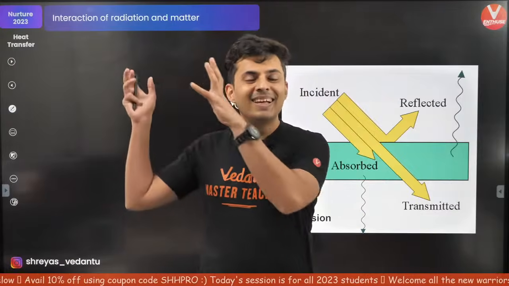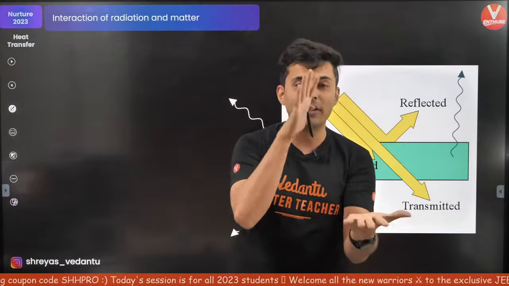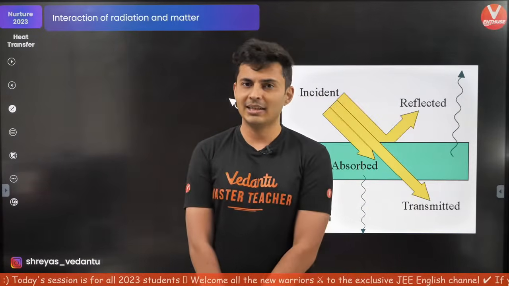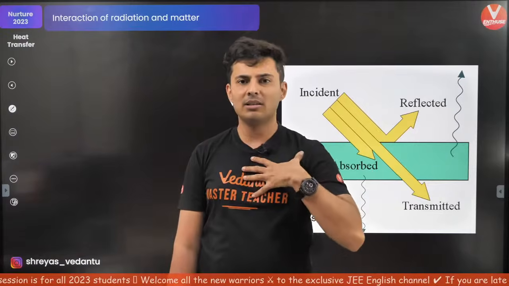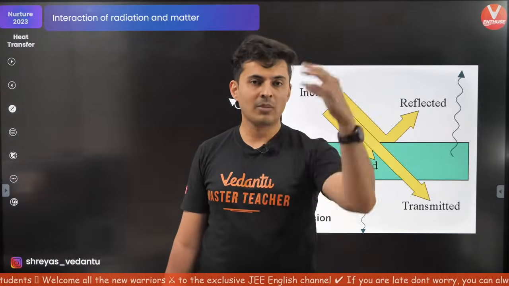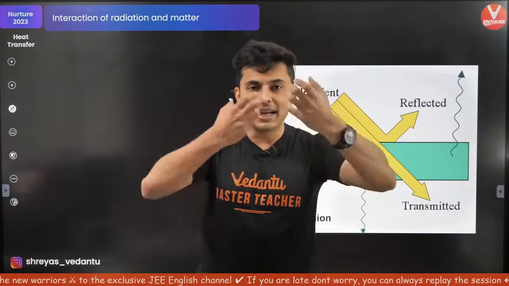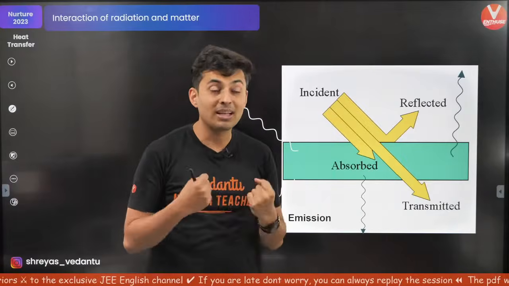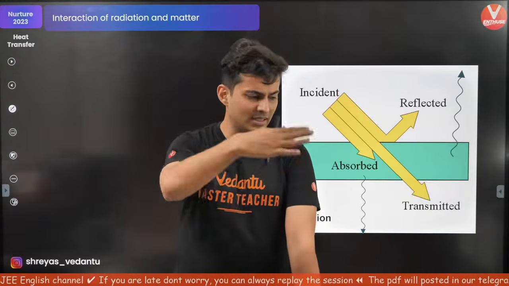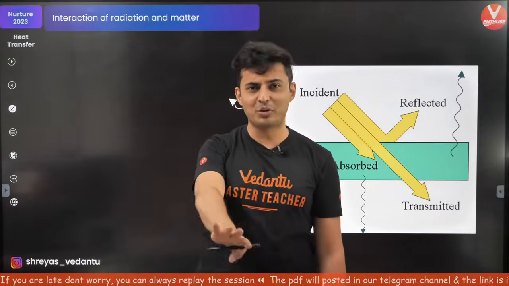Now, the light, the waves, the radiation which falls on something. Let's say I'm standing in front of the sun. When I'm standing in front of the sun, outside, there are three things that can happen. Out of that incident rays, a part of it I can absorb. That's why my body gets hot. A part of it will get reflected. Obviously, some light will get reflected, and maybe some of the light might even pass through me.